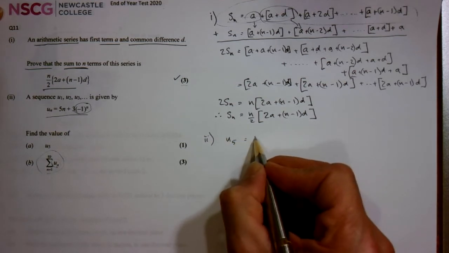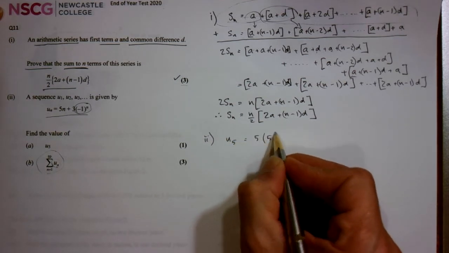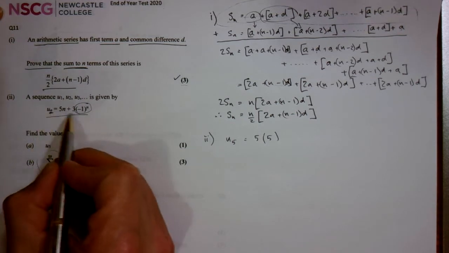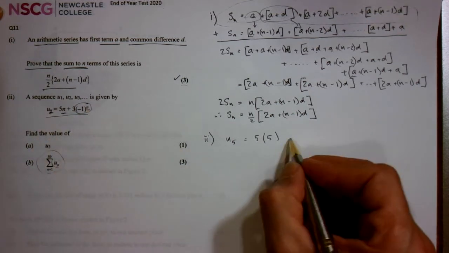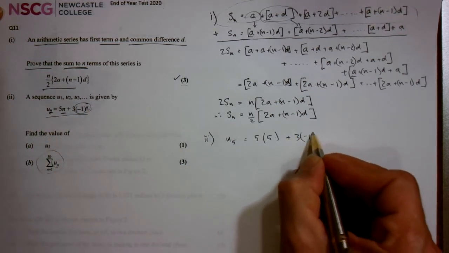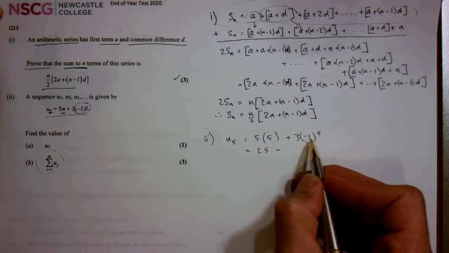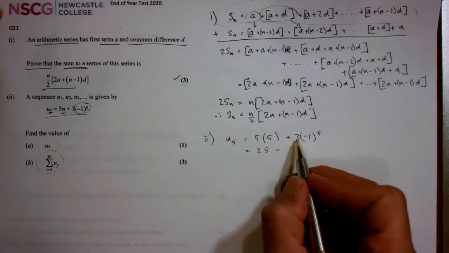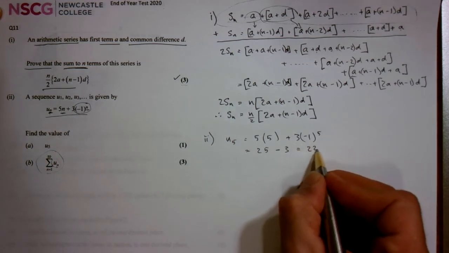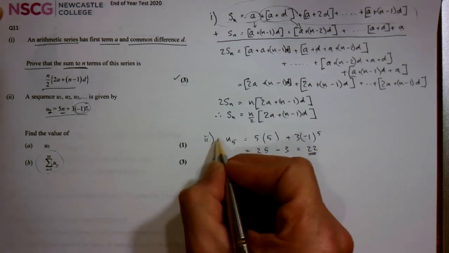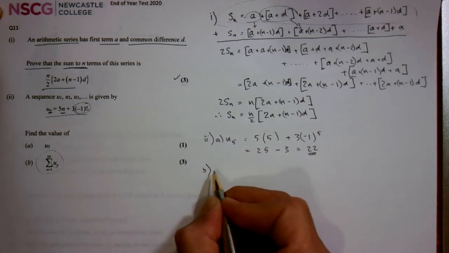u5 is equal to 5 lots of 5, because the n there is the same as these two, plus 3 lots of minus 1 to the power of 5. Well, that's 25. Take away minus 1 to the 5 is the minus 1 times 3, and that's equal to 22. And part B is slightly harder.